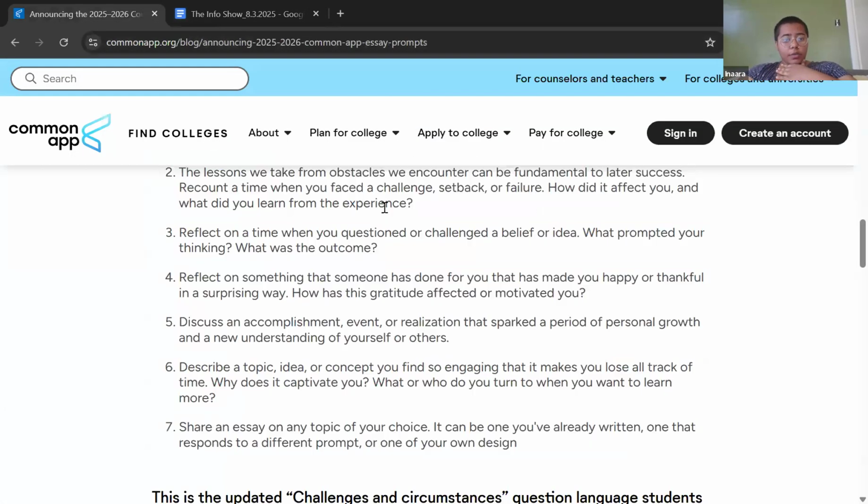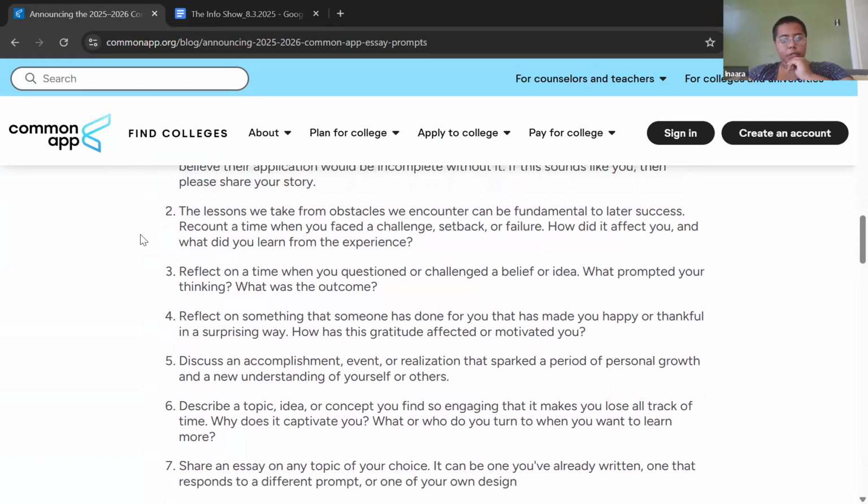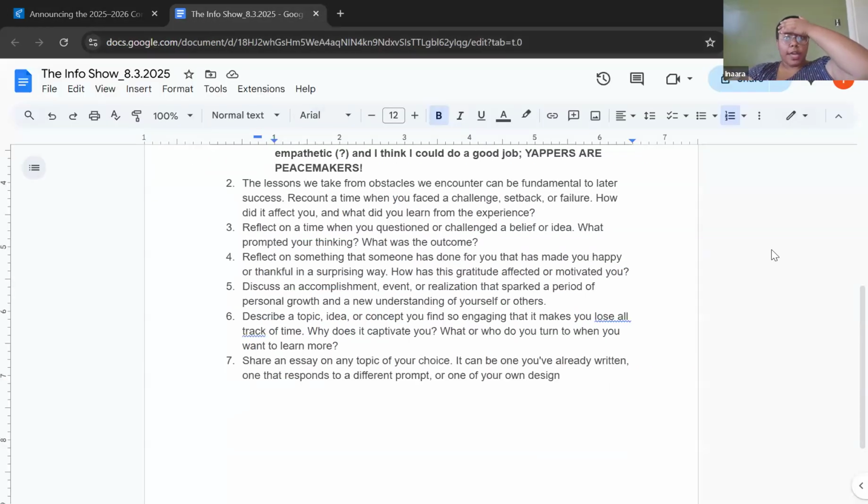Okay. The second prompt is: the lessons we take from obstacles we encounter can be fundamental to later success. Recount a time when you faced a challenge, setback, or failure. How did it affect you, and what did you learn from the experience? So one thing that I'm trying to model right now is, again, it doesn't have to be hard. Prioritize authenticity over looking, sounding, demonstrating intelligence or being this real impressive person.